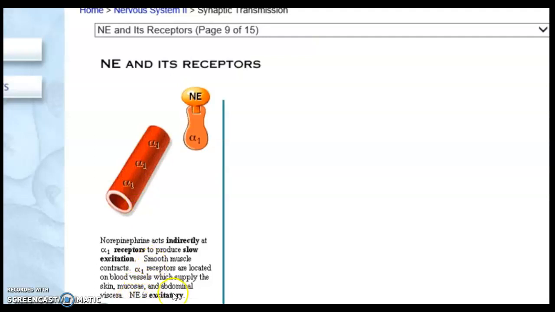So when norepinephrine is excitatory, one area it's going to go to is the blood vessels going to these areas where I don't really need blood, and it's going to be excitatory because it's going to cause the smooth muscles to contract and constrict the blood flow to those areas. Here we see the blood vessel constricted, therefore these areas are going to have less blood in them because I don't need most of my blood going to them in the emergency. Again, that's why people get pale when they get an emergency many times.